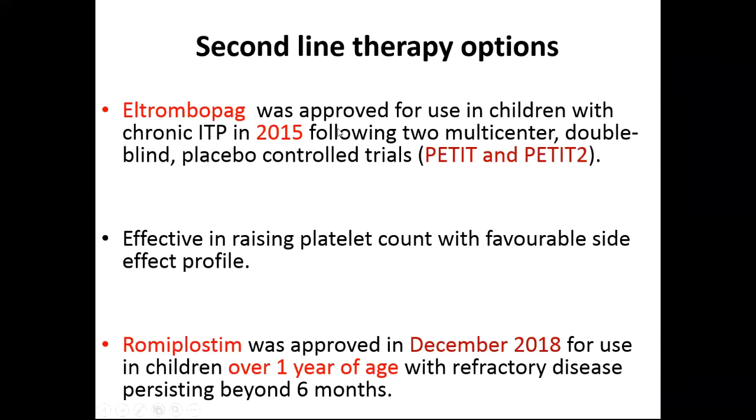So eltrombopag was approved for use in children with chronic ITP in 2015, following two multicentered double-blind placebo-controlled trials, that's PETIT and PETIT 2. And romiplostim was approved in December 2018 for use in children over 1 year of age with refractory disease, which is persisting more than 6 months.